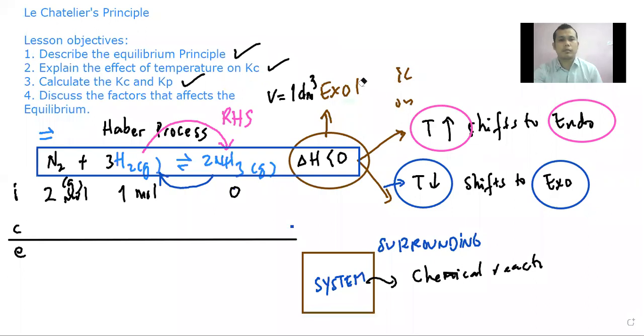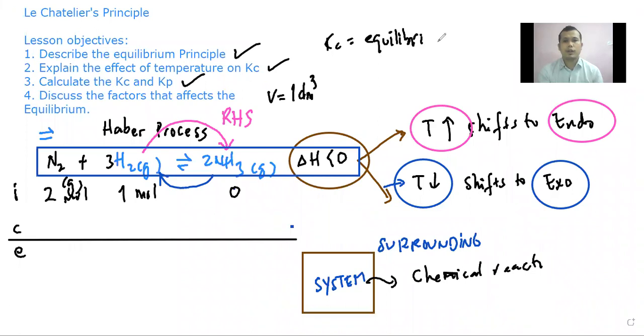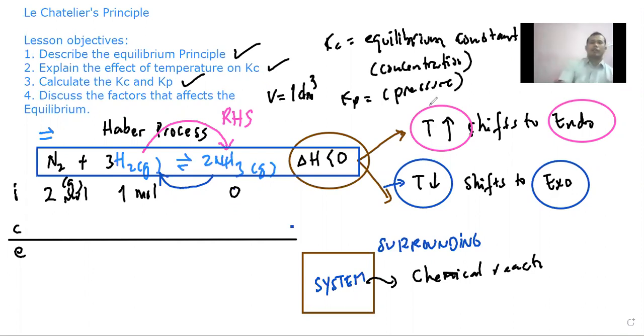Now, Kc stands for the equilibrium constant, in terms of concentration, while Kp is the equilibrium constant in terms of pressure, right? So we're going to discuss this one.